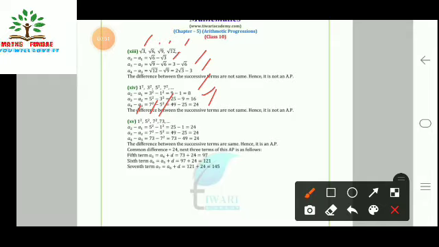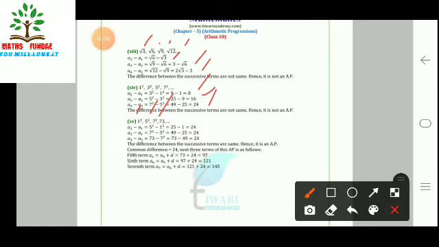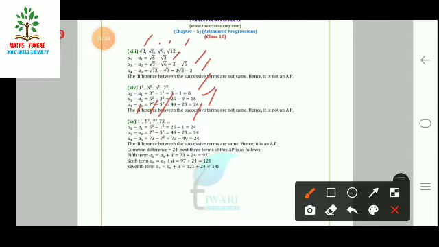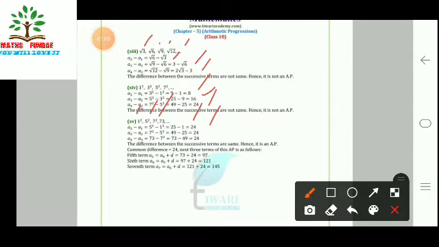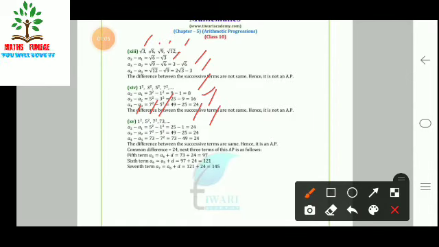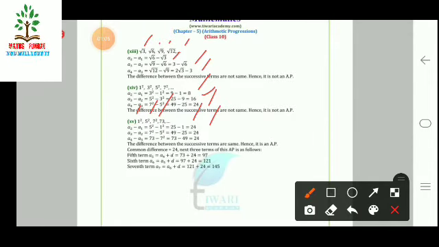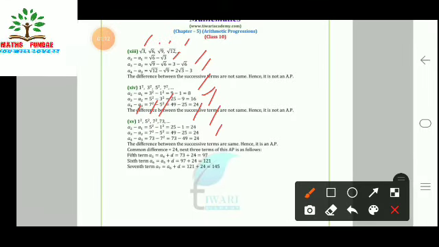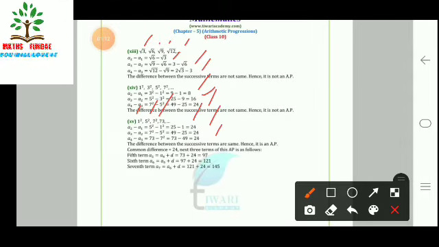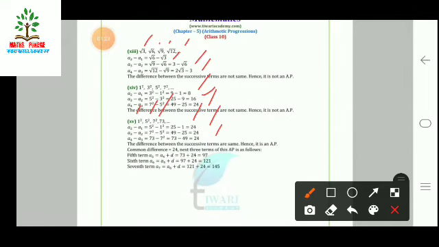Now the 15th part is 1 square, 5 square, 7 square. Here a2 minus a1 is 5 square minus 1 square, which is equal to 24. Then a3 minus a2 is equal to 7 square minus 5 square, which is again 24. Then a4 minus a3 is again equal to 24. So we have observed that the difference is the same in all, so there is a common difference, which means it is an AP.